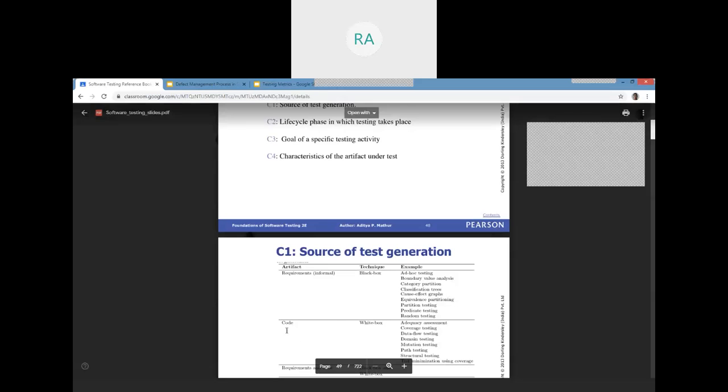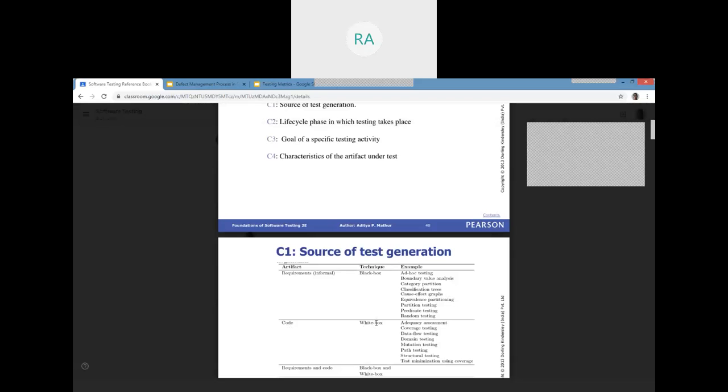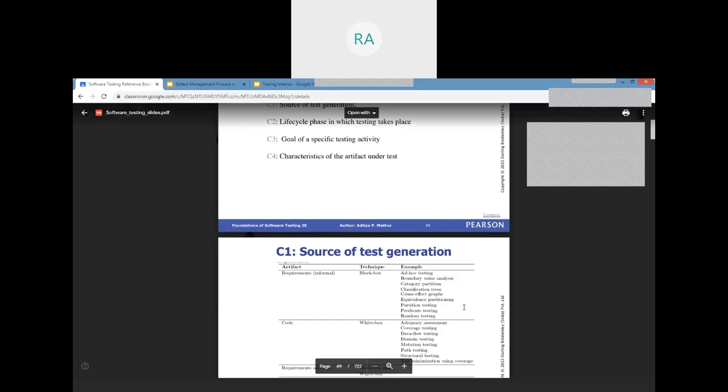Okay. After that, I have something called the source of test generation as code. Okay. And I'll be arriving at white box testing. And the example for this is data flow testing. We'll be studying that also. And adequacy assessment, structural testing, path testing, all these things will be covered in the forthcoming sessions.